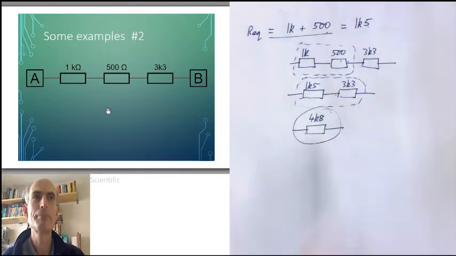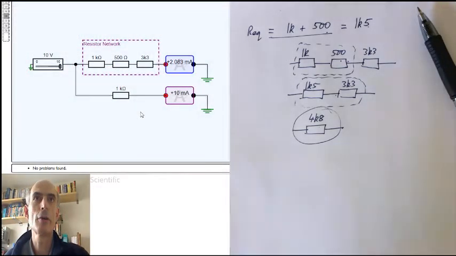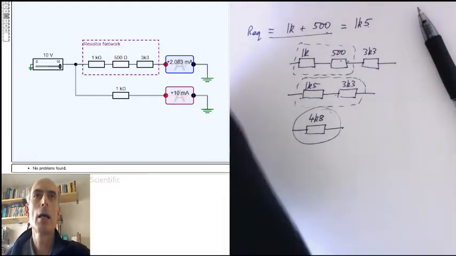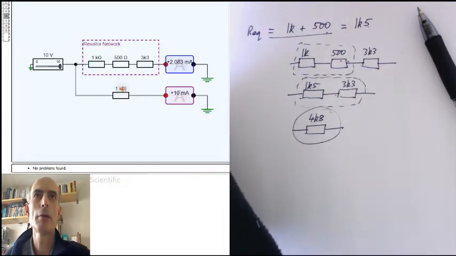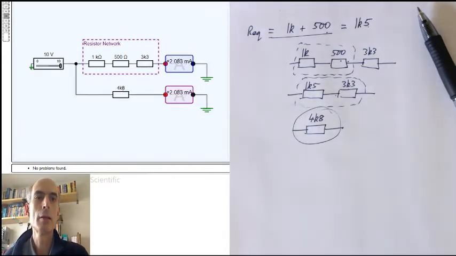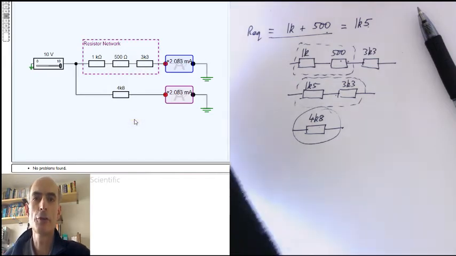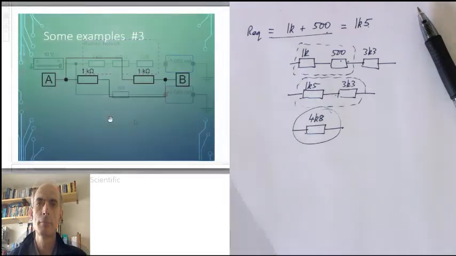Does this one work? Well, again, we can try that. Here is our resistor network at the top. And if we set the resistor at the bottom here to be our calculated 4k8, then yes, exactly the same current is flowing through our resistor network as flows through our equivalent resistor of 4k8. So the 4k8 resistor is doing the same job as these three resistors in series. So far so good. Next one.